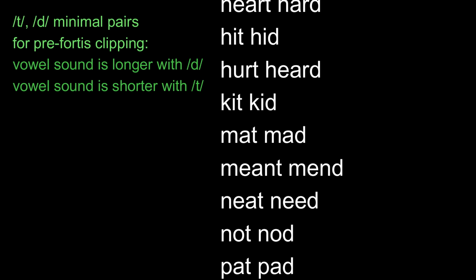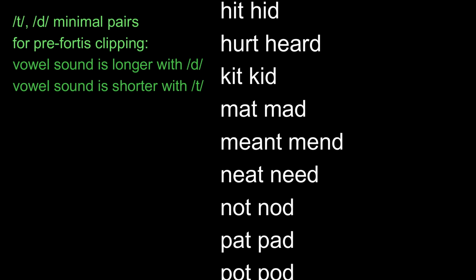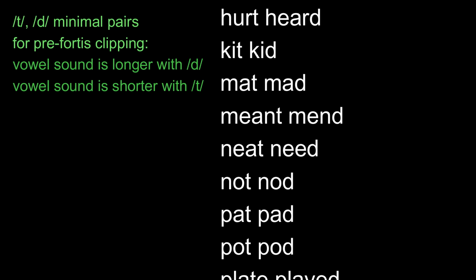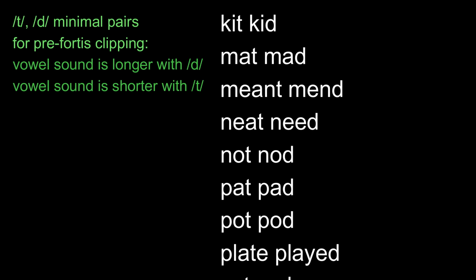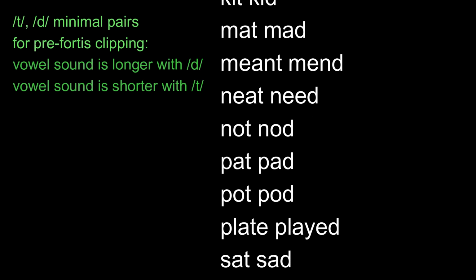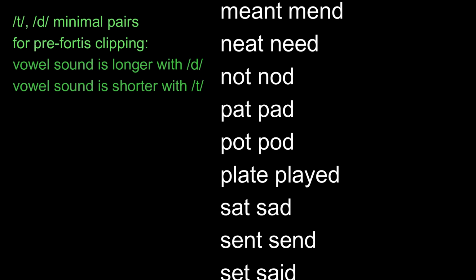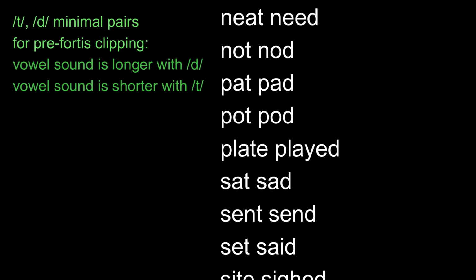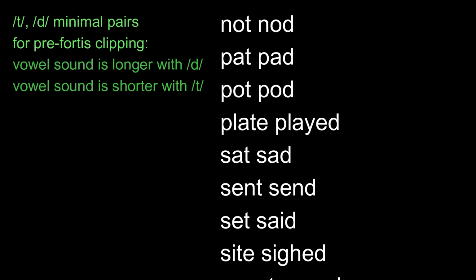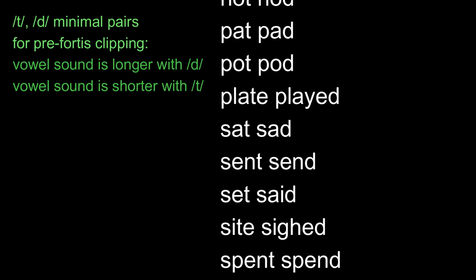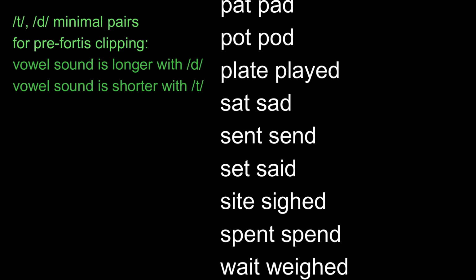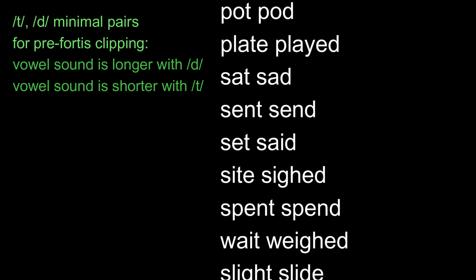Pot, pod. Plate, played. Sat, sad. Sent, send. Set, said. Sight, side. Spent, spend. Wait, wade. Slight, slide. Stunt, stunned.